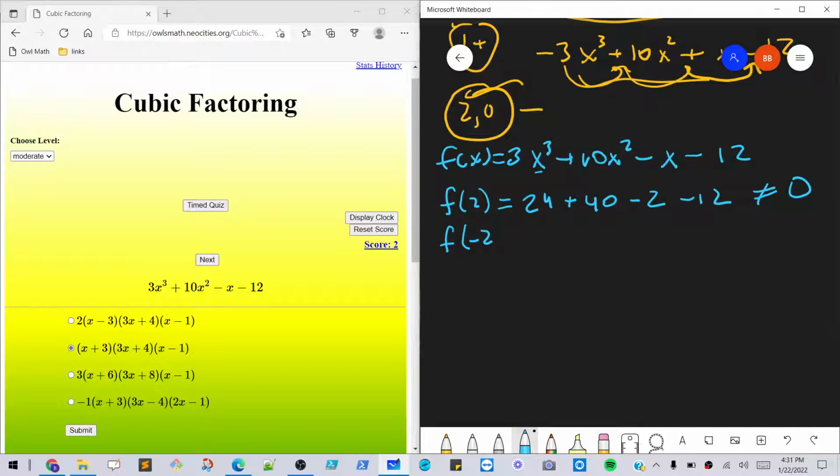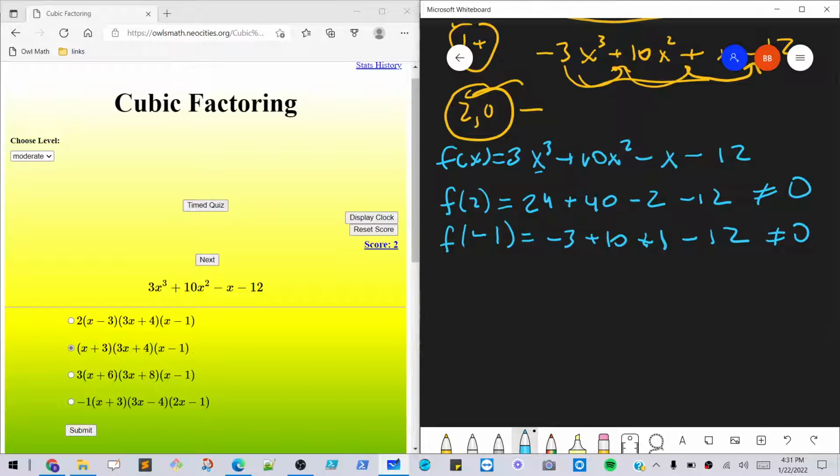Let's try -1. Okay, so we get -3 plus 10 plus 1 minus 12. 11 minus 15. No, that's not 0.